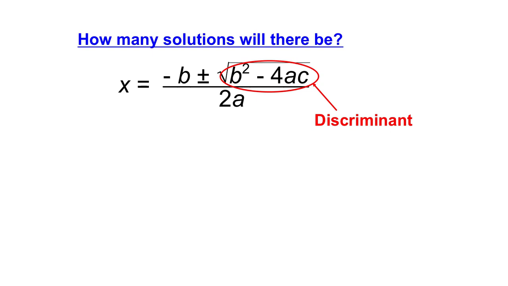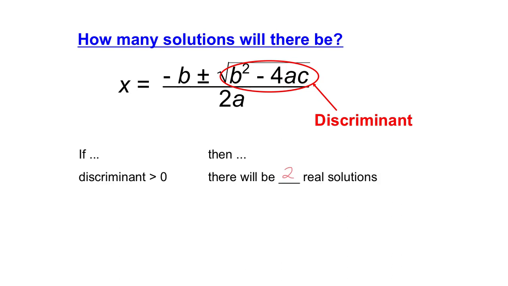Now, just to add on to all this, you can actually know how many solutions you're going to get based on the value of what we call the discriminant. The discriminant is the part that's underneath the square root sign in the quadratic formula, b squared minus 4ac. If that discriminant is a positive value, then you're going to get two real solutions. You're going to get two answers for x. That makes sense because you're going to get the positive square root of that number and the negative square root of that number in your calculation. So you're going to get two answers.